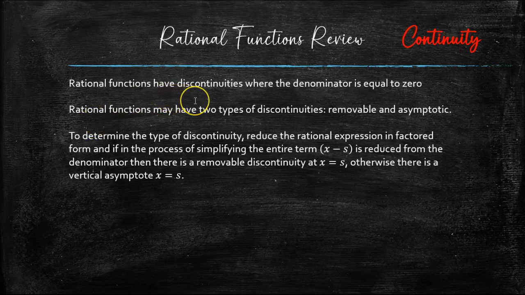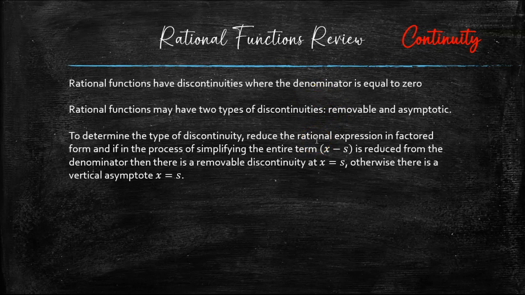Now, continuity gets interesting here. This is the first time we actually have to talk about continuity and say things other than the function is continuous. Now, rational functions may have two types of discontinuities. It may have a removable discontinuity, and it may have an asymptotic discontinuity.